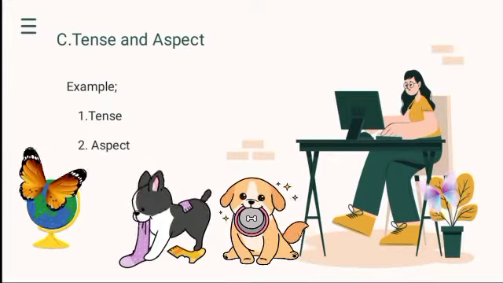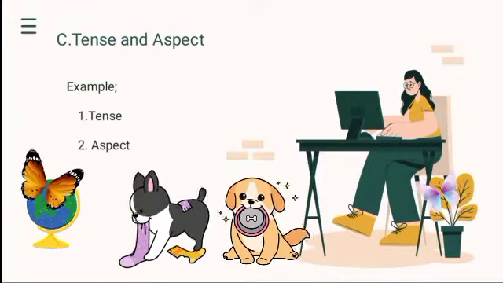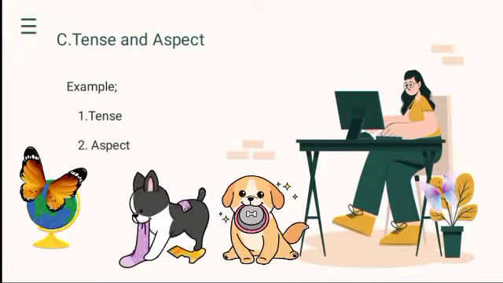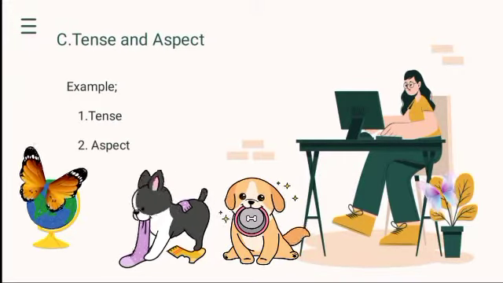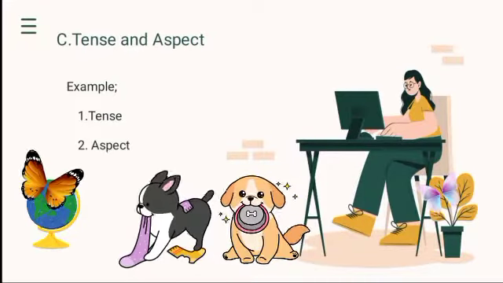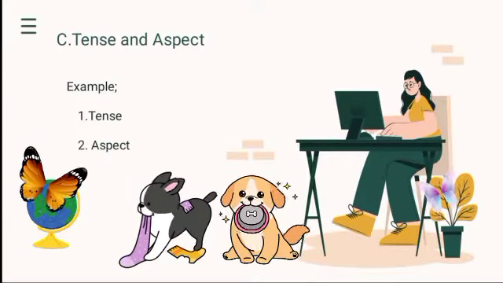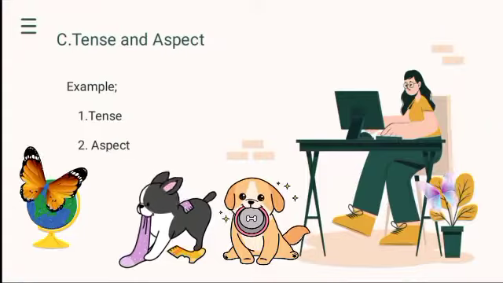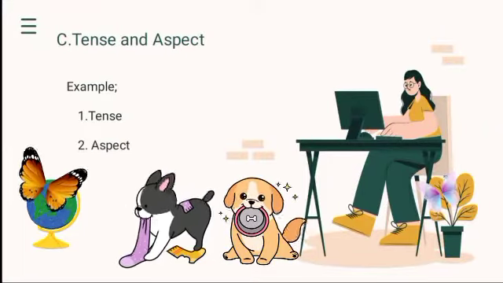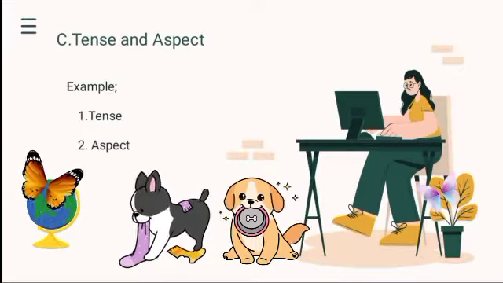And for simple past, the example is I washed the car. And for past progressive, the example is I was washing the car. And for past perfect, the example is I had washed the car. And the last example, for past perfect progressive, is I had been washing the car.